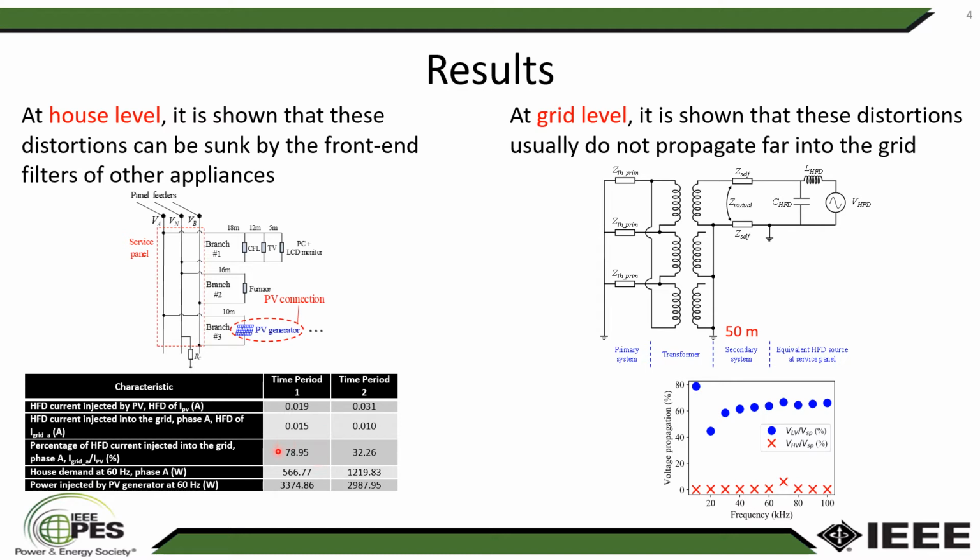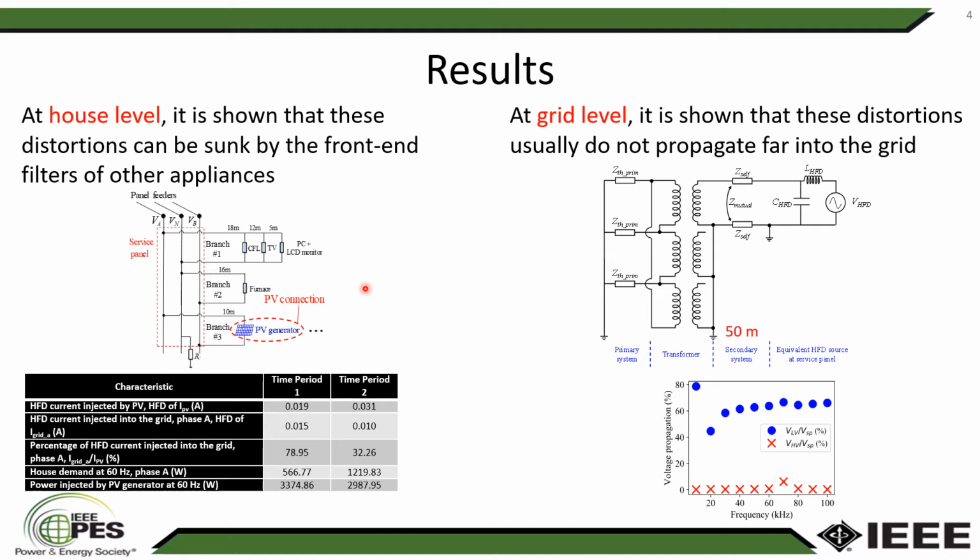On the first one, about 79 to 80% of the emissions penetrated into the grid. And on the second experiment, only 30% of the emissions penetrated into the grid. And the difference between these two experiments is which loads were connected in the house.